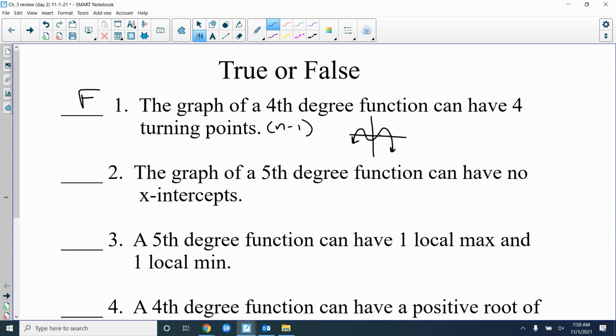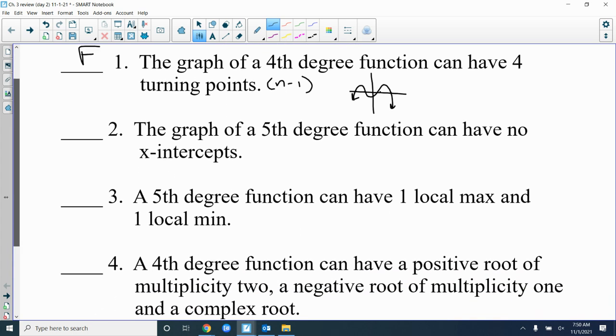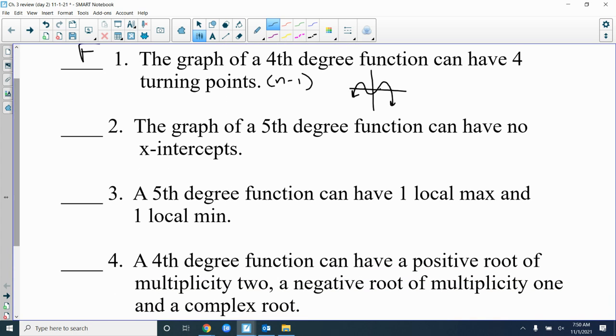All right, the graph of a fifth degree function can have no x-intercepts. We talked about this one a little bit with sixth degree, but what about fifth degree? Luke Campbell, what do you think? I said true. You said true. I'll go false. False. It has to have an x-intercept. So now I want you to think, why does a fifth degree function have to have at least one x-intercept?